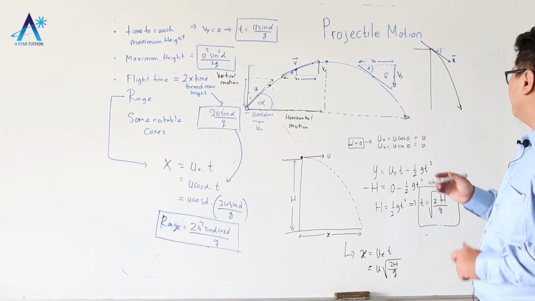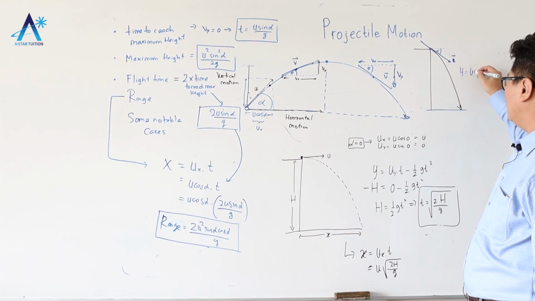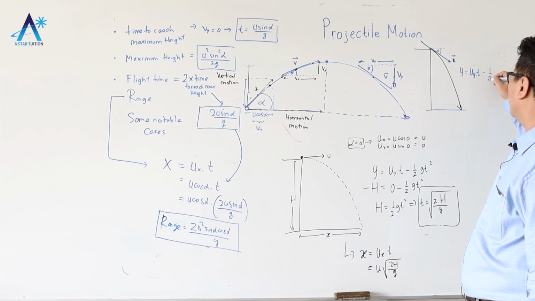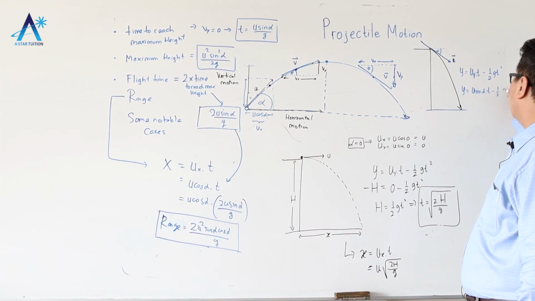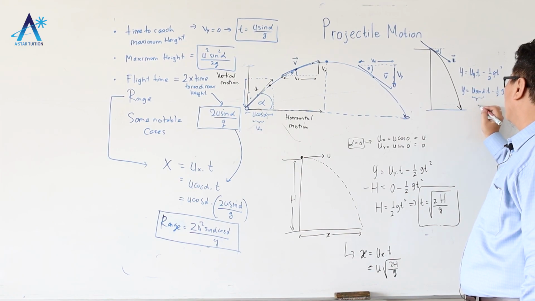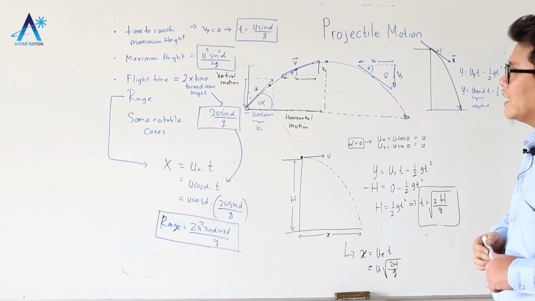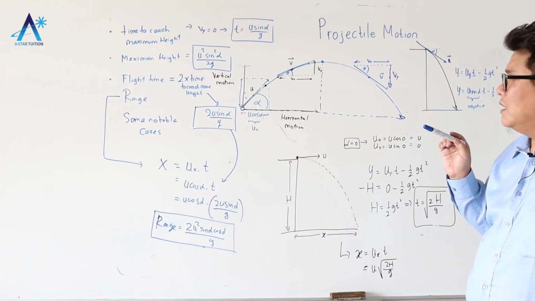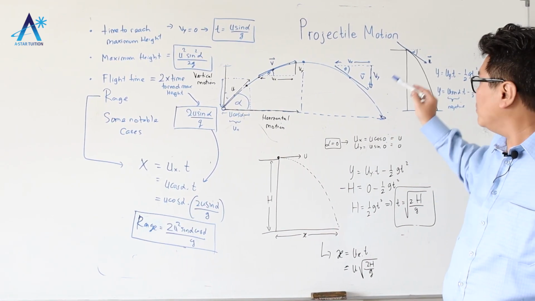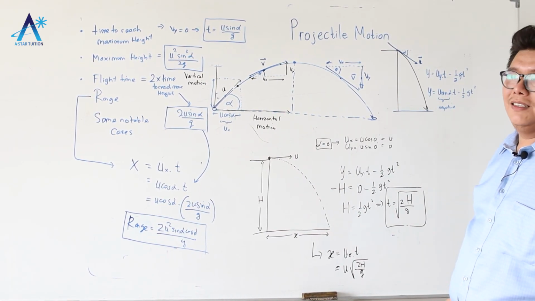If that's the case, then you should expect that the equation for y is still uy t minus half g t squared. But then u sine alpha is going to give you a negative value, because alpha is below the horizontal axis. When an angle is below the horizontal axis, we assign a negative sign to it. So if this is 30, then we use sine of minus 30.